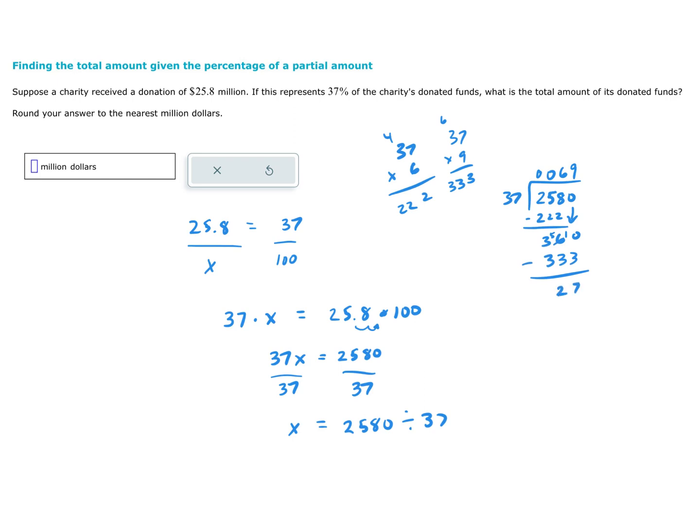Now it said round to the nearest $1 million. So our answer so far is $69 million. And then we have 27 over 37, that's our fraction of another million. I can tell right away that this fraction is more than half, so we are going to round up to the next million. So instead of 69 million, we round up to $70 million.